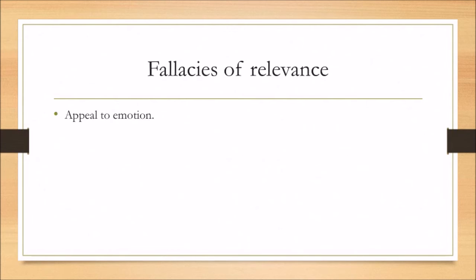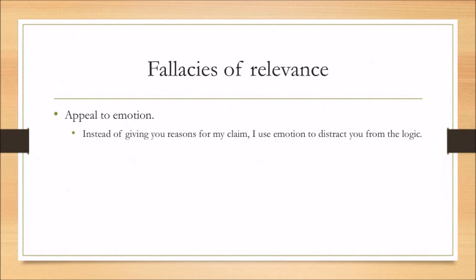Second, appeal to emotion. We talked about this a lot already. I just want to emphasize what we said before. This is when instead of giving you reasons for my claim, I use emotion to distract you from the logic. But remember, an appeal to values is not the same thing as an appeal to emotions. If I say we should do this because it's fairer for people, that's not appealing to your emotions. It's appealing to your commitment to make things fair.